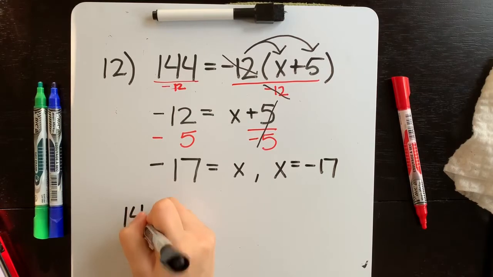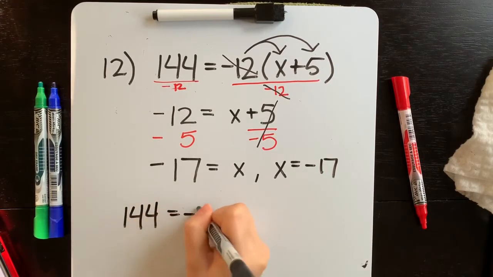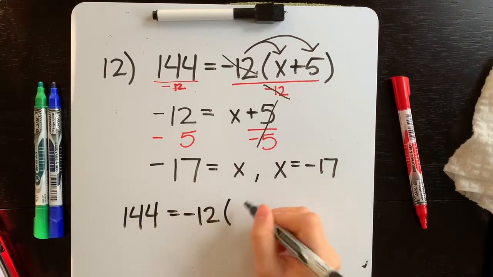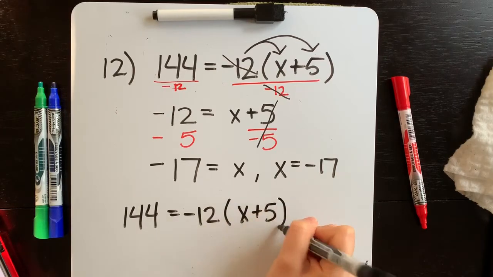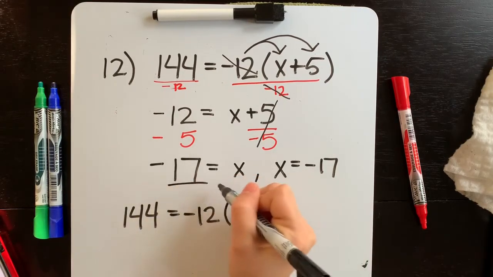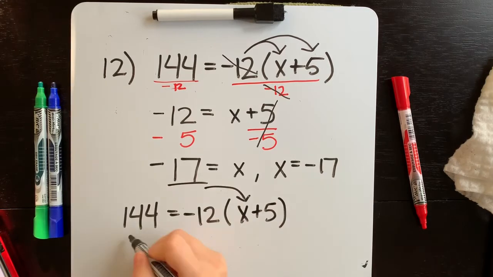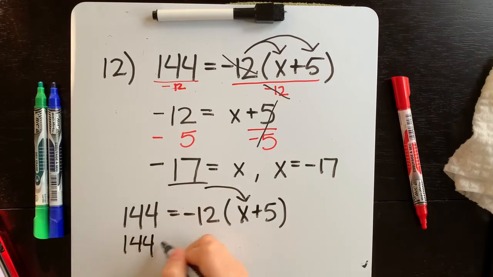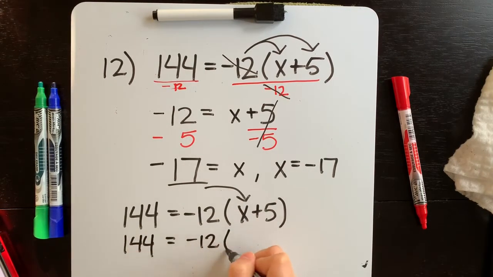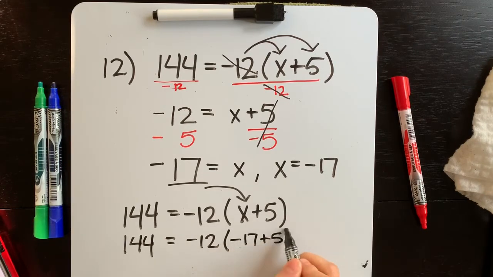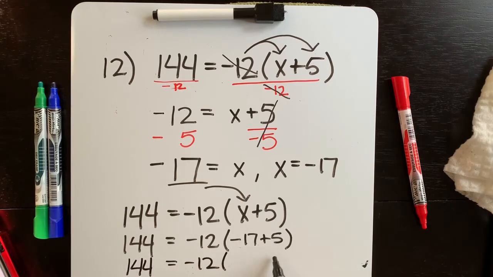So we rewrite the original equation. X plus 5. I'm going to plug this value into here. So I will have 144 equals -12 times the sum of -17 plus 5. Okay. So I'm running out of space. How do we calculate this?